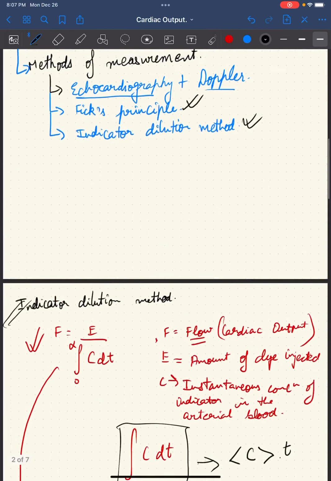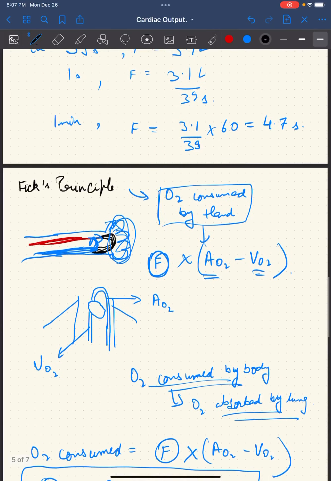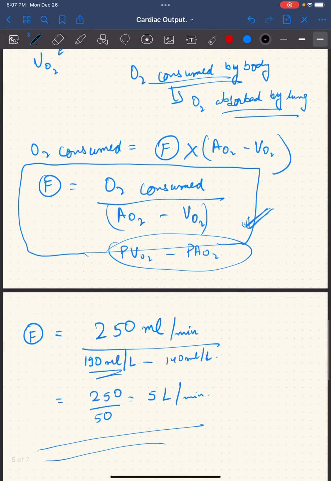I hope you get this, and with this we come to an end of our first lecture, that is the methods of measurement of cardiac output.